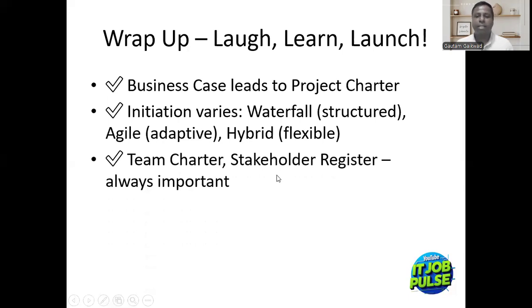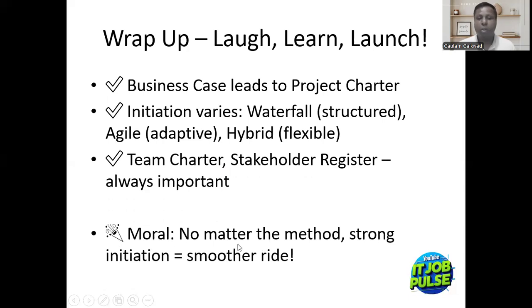Team charter, stakeholder register, always important. Moral: no matter the method, strong initiation equals a smoother ride. Definitely, as they say, well begun is half done. That means 50% is done, right? So no matter what methodology we follow, strong initiation is a must.